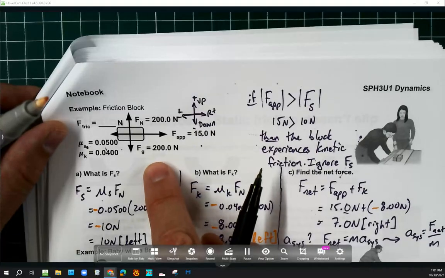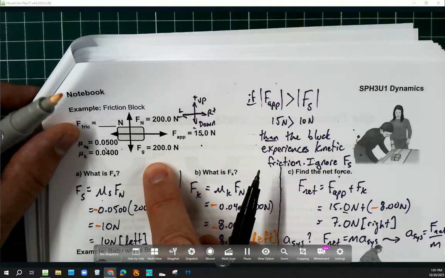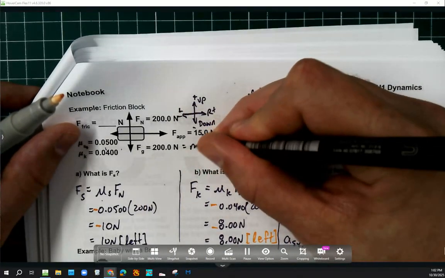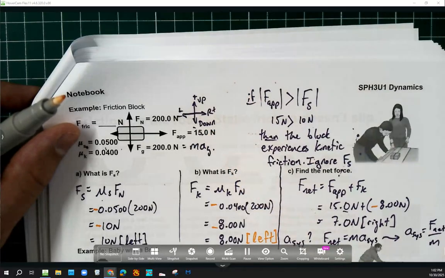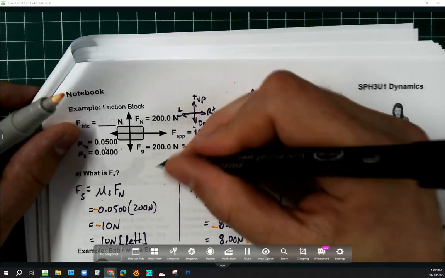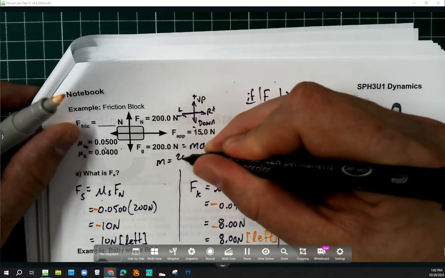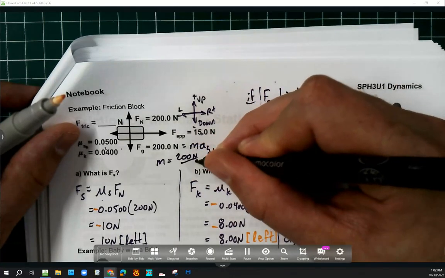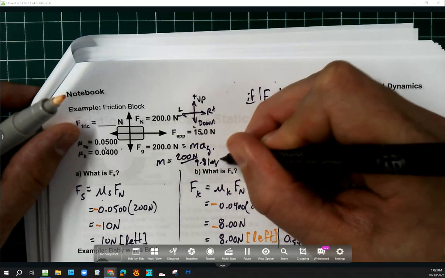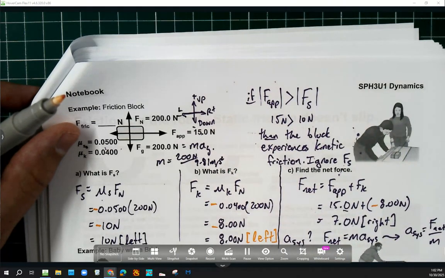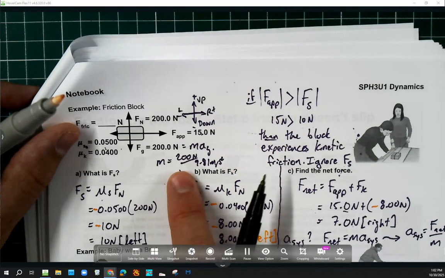Look at this. If I know Fg is 200 newtons, don't I also know that Fg is equal to mass times acceleration due to gravity? Doesn't that mean that I could say the mass of this thing must be 200 newtons divided by 9.81 meters per second squared, if 9.81 is the acceleration due to gravity? I'm not even going to take this to completion.